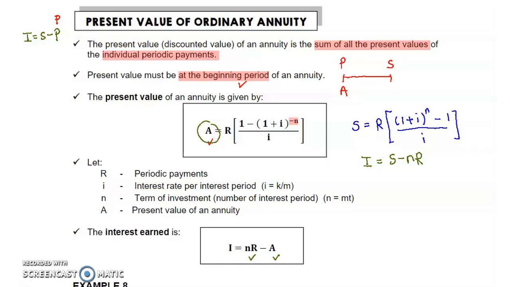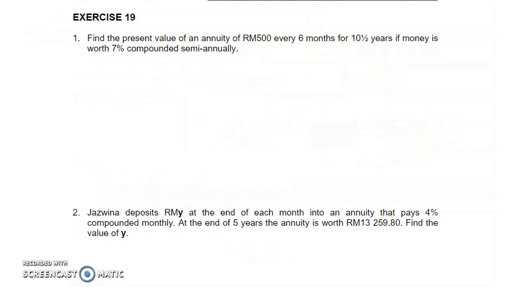Now let's look at some examples. Look at exercise 19 here, number 1. Find the present value, which is value A, of an annuity of 500 ringgit every 6 months. Every 6 months refers to the topic annuity, so this is value R, for 10.5 years, if money is worth 7% compounded semi-annually. If you make payment every 6 months, the interest must be compounded semi-annually. That is what is meant by ordinary annuity certain.